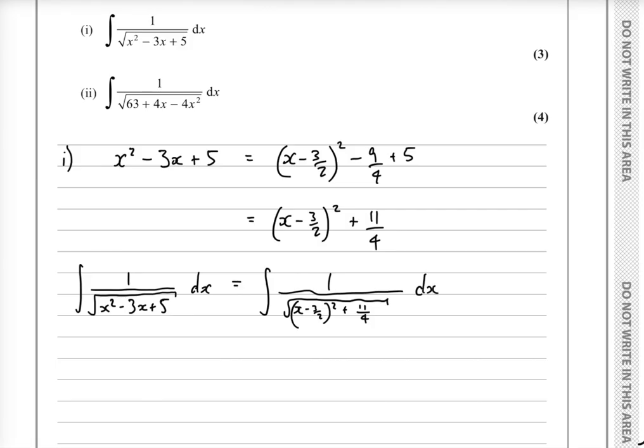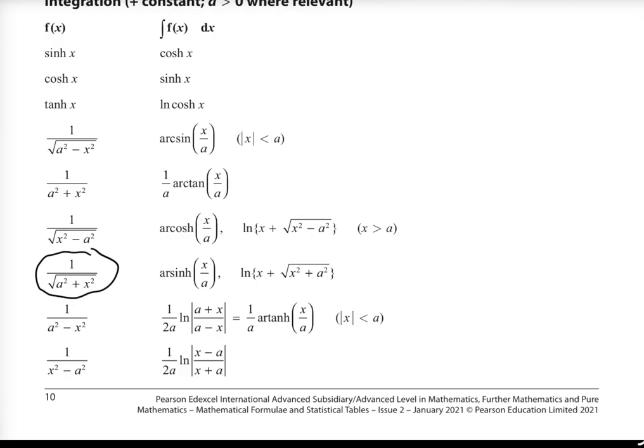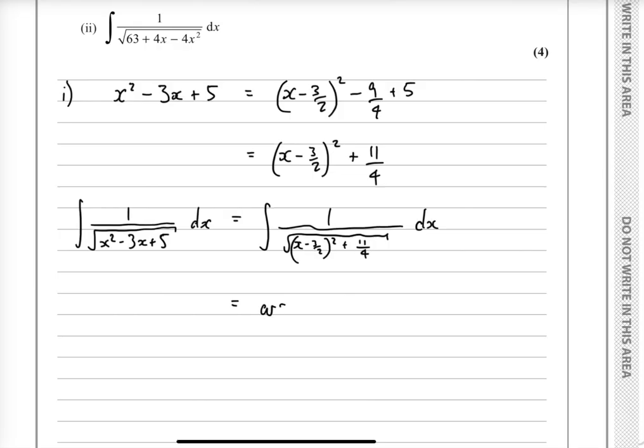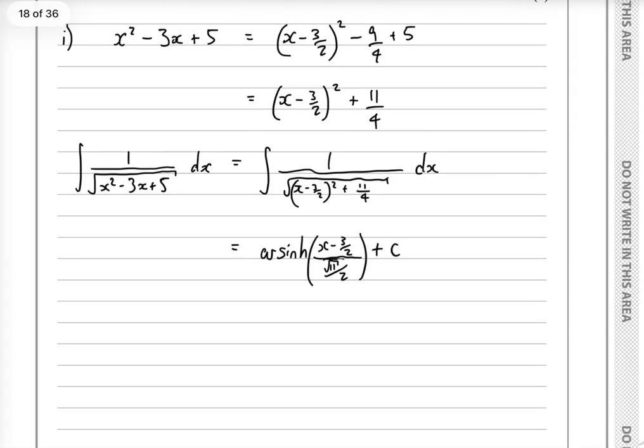And then jump to the formula booklet. Here it is. We've got the root of x squared plus a squared, and that gives us arsinh x over a. So this is equal to arsinh of x minus 3 over 2 in this case, over a, which is root of 11 over 4, or the square root of 11 over 2, plus c on there. And then the 2 in the denominator can come up, and that can simplify to arsinh of 2x minus 3 over root 11, if you don't mind a square root in the denominator.